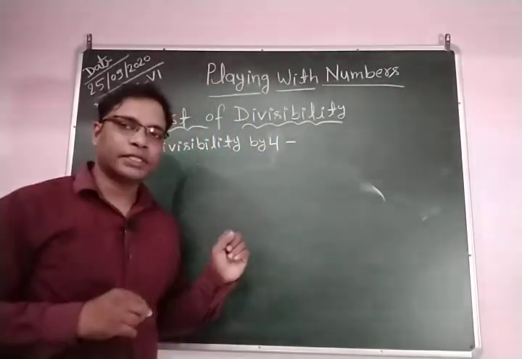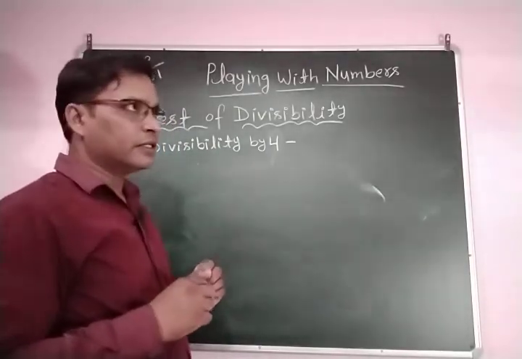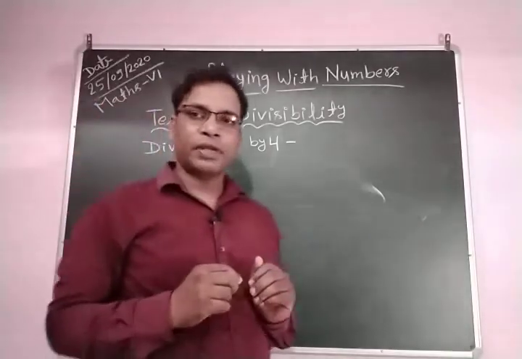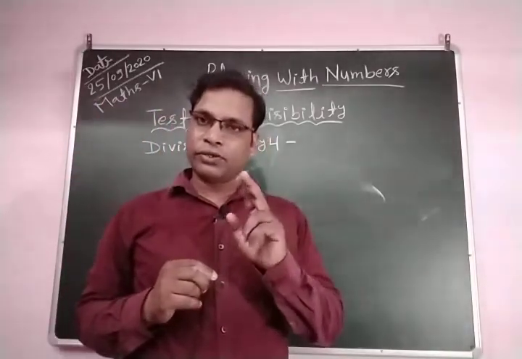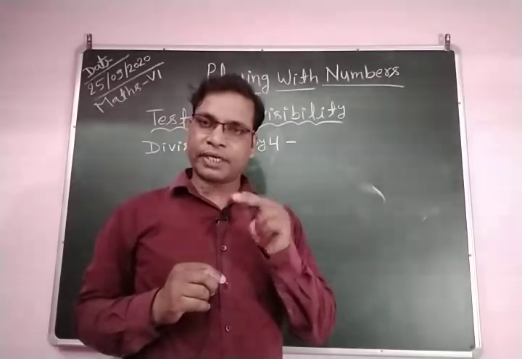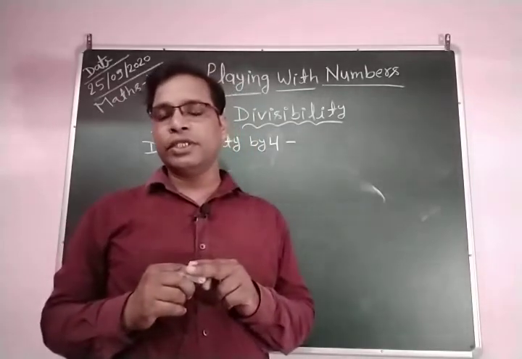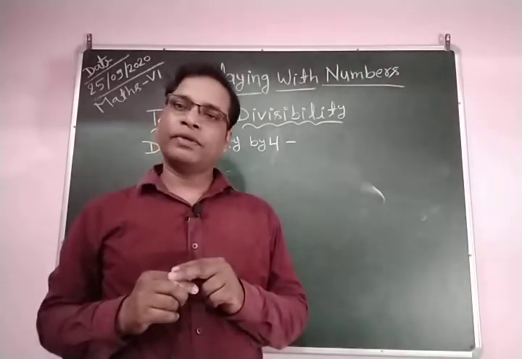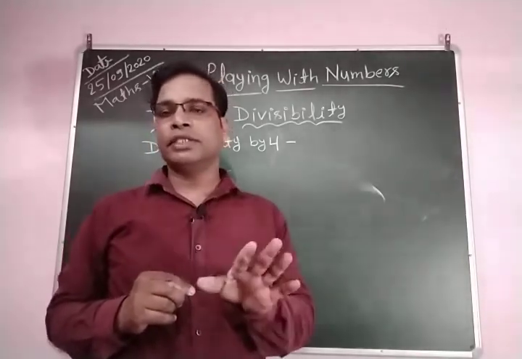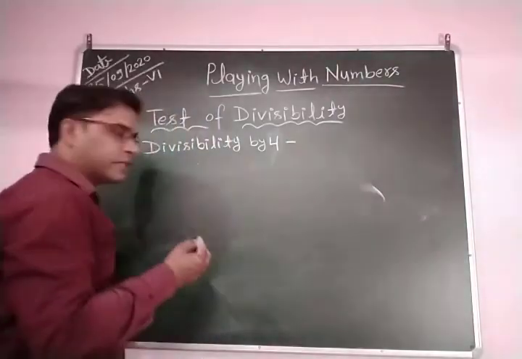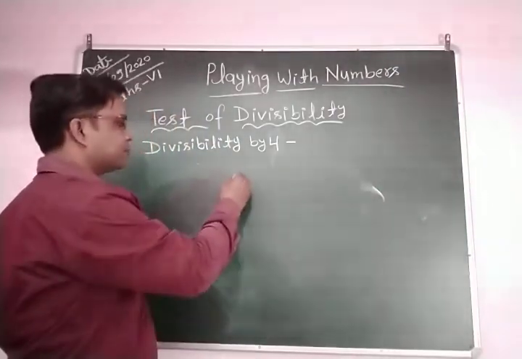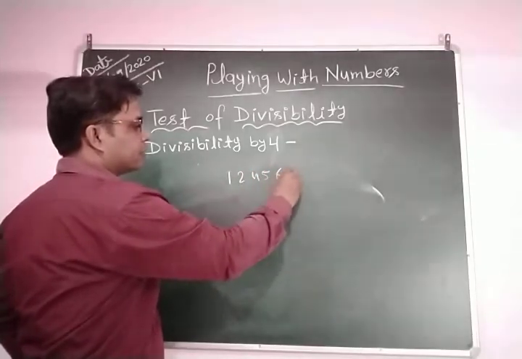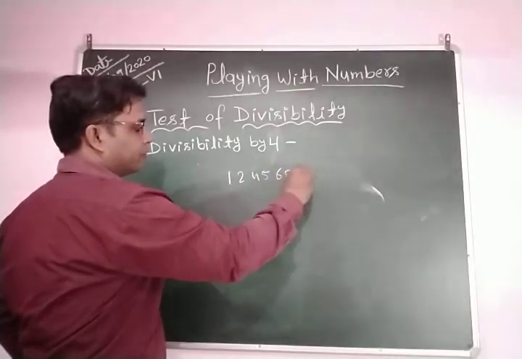So let's see some examples to check whether the given number is divisible by 4 or not. We take only two digits from the right. If the two digits from the right are divisible by 4, then you can say the whole number is divisible by 4. You can take a random number like this.